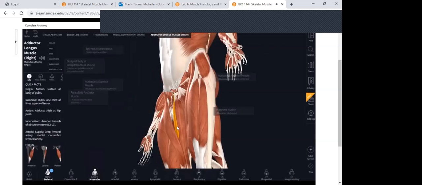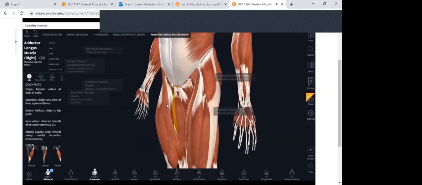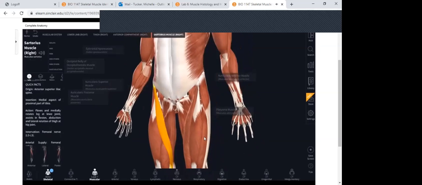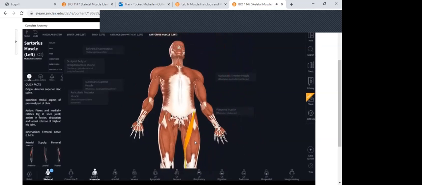It's actually adductor longus and adductor brevis and adductor magnus. I'll go over them again on the torso model. There's also sartorius, and sartorius can flex and medially rotate the leg at the knee. So sartorius is the longest muscle in the body.